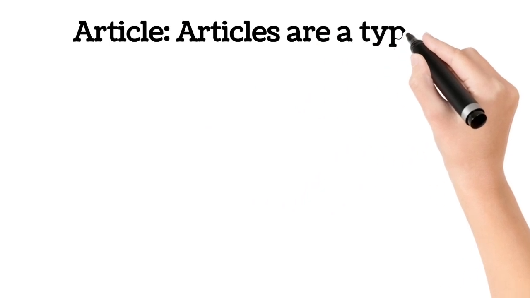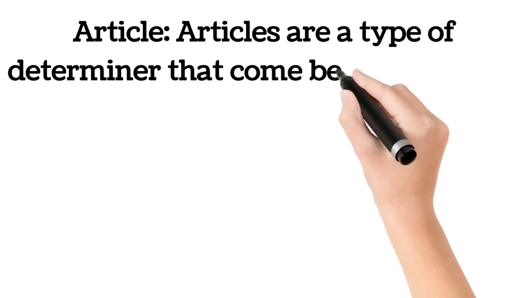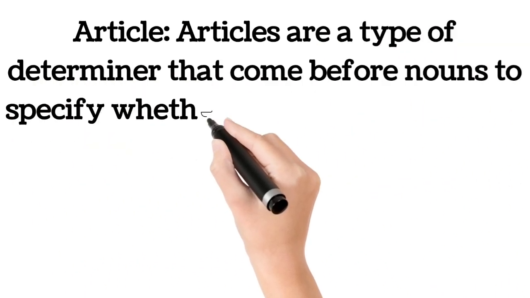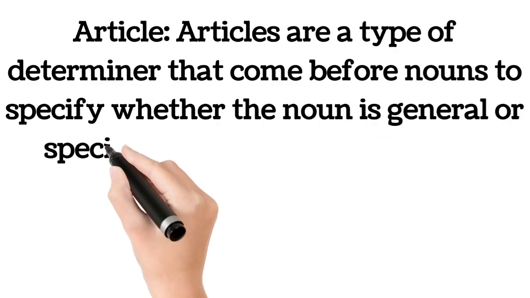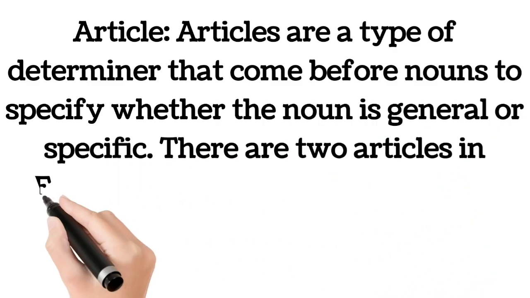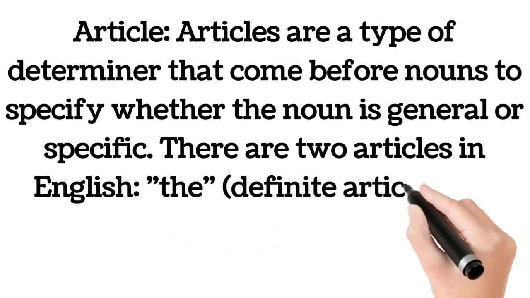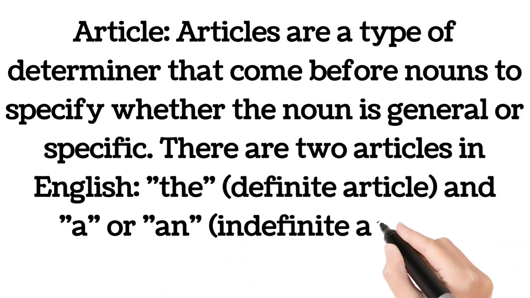Article. Articles are a type of determiner that come before nouns to specify whether the noun is general or specific. There are two articles in English: the, definite article, and a or an, indefinite articles.